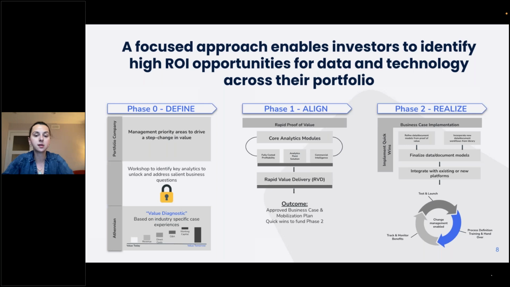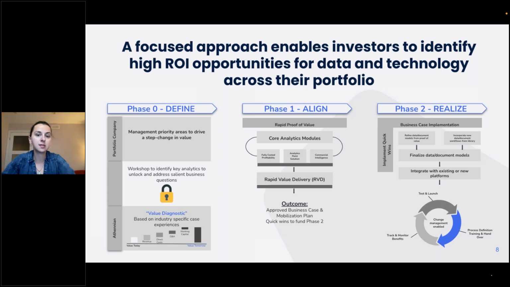All of these modules in collaboration drive rapid value delivery and allow the firm to then prepare and approve a business case, sometimes with our help, and a mobilization and implementation plan, and to really start visualizing some of those quick wins that can be seen with the implemented technology.